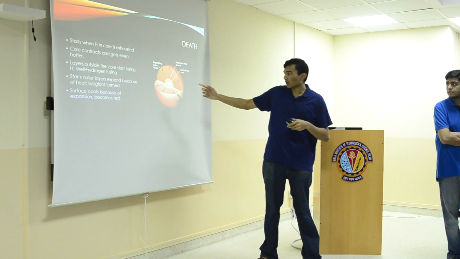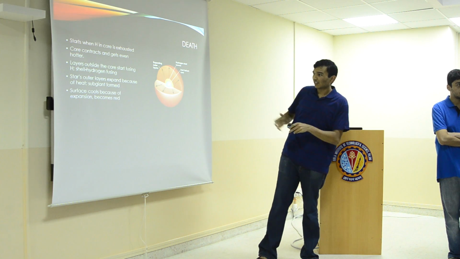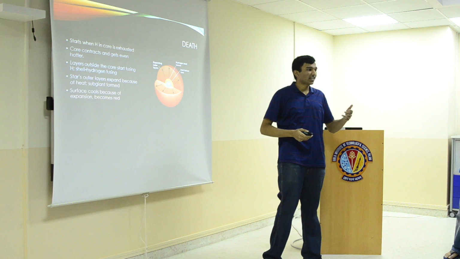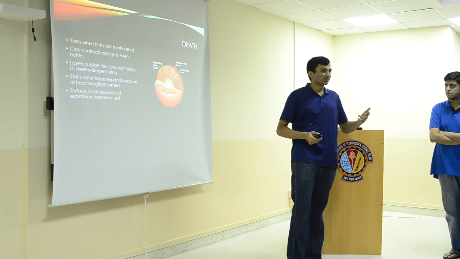In this case, as it gets hotter, the heat spreads out and the outer layers expand. And you get what you call a subgiant, which is around 10 to 20 times the size of the sun.